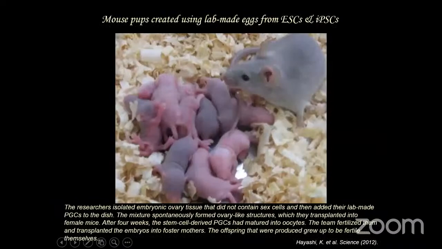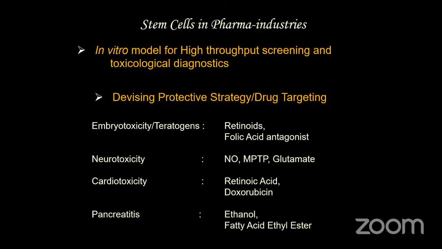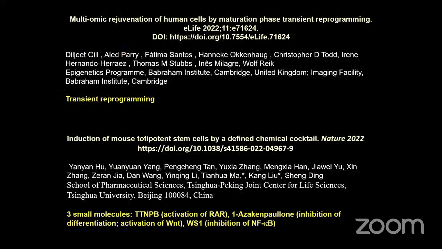So this is just to show the cartoon, like you went for a simple blood test and got cloned by mistake. So the thing that I was telling about, I think the next, yeah, this is the slide that I was talking about. If you see, these are two very, very recent studies. Using transient reprogramming, they have reversed the age by 30 years. So this is another approach the aging researchers are trying, whether we can reverse age-related disorders using the same approach of rejuvenation or rewiring the system.